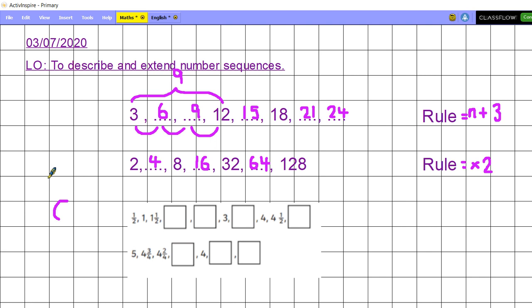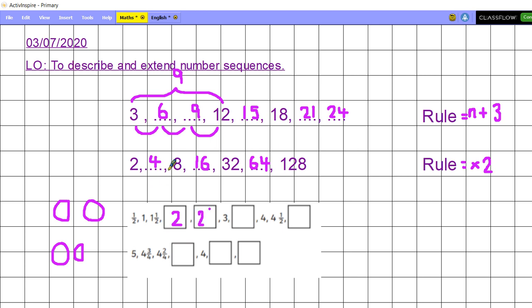So a half starts off like this, 1 whole. Then we've got 1.5, which is like this. Then we've got, what must be next? Add another half, 2 wholes. Good. What comes after 2 wholes?